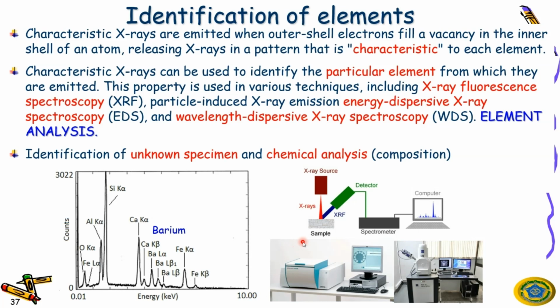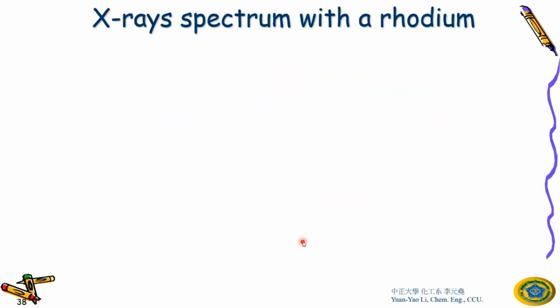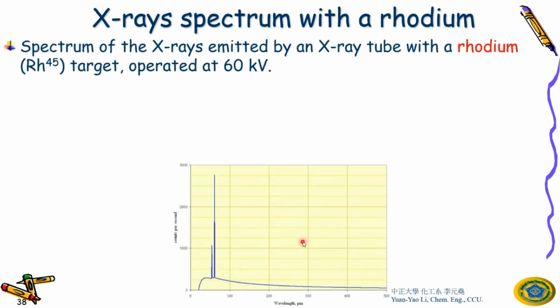So this is a very useful tool for you to know the unknown elements, metals, or alloys. Here I want to show you an X-ray spectrum with a metal called rhodium. When you have an unknown metal, or a rhodium metal, and you put it into the X-ray discharge tube, the spectrum comes out like this. This is the wavelength. This is the intensity of the peak.